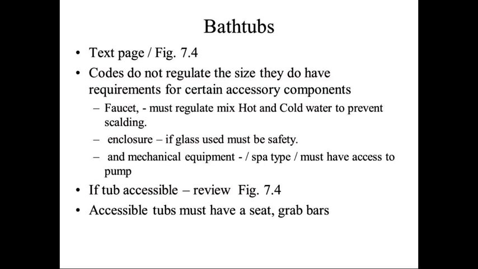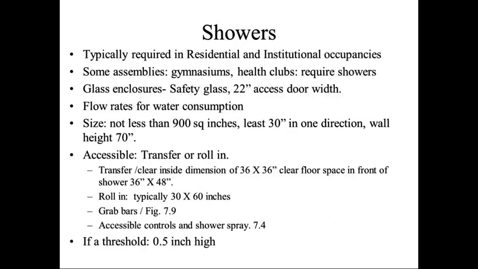Bathtubs. Codes do not regulate, of course, the size. They do not have requirements for certain accessory components, but faucets must regulate mixed hot and cold water to prevent scalding. Enclosures, if glass is used, must be safety glass, and mechanical equipment like spa type must have access to a pump. If a tub is accessible, of course, there are all different types of requirements. In a hotel room, it's going to give you the percentage of how many have to have accessible showers or tubs, and then that gets into the seat and the grab bars that have to be added to it.